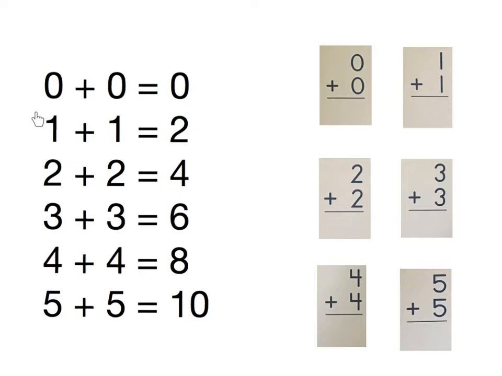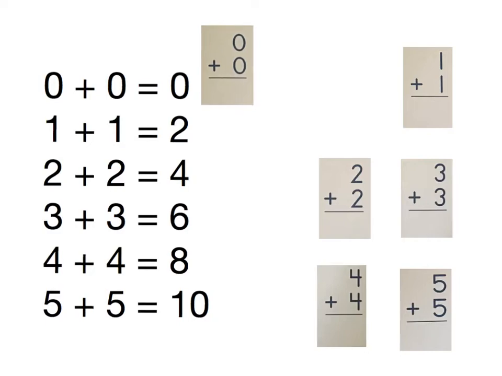So let's look at the first one. It says 0 plus 0 equals 0. Point over here and see if you can find the matching way to write this number sentence. If you pointed right here, nice job. So you're right. These two match. So I'm going to put it right there.